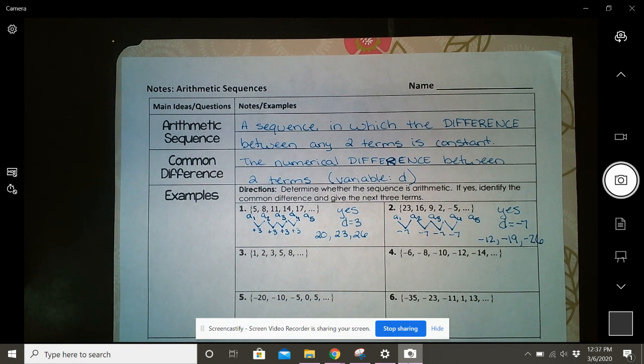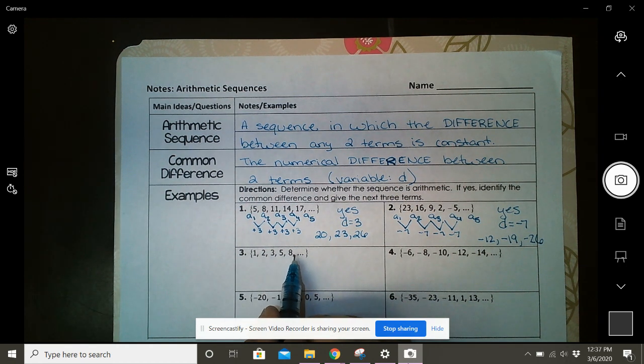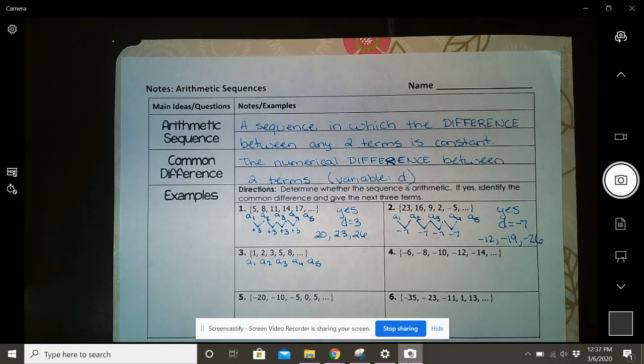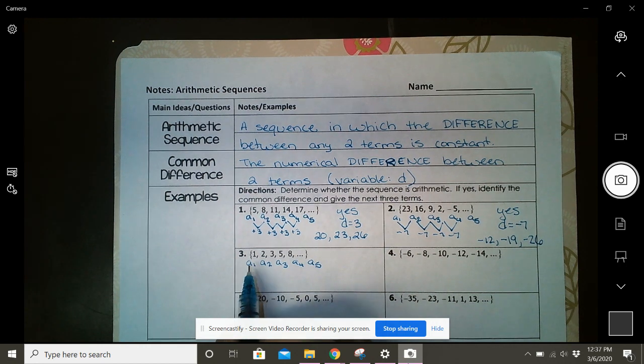Let's do one more example. Here I've been given 5 terms of the sequence again, so I'm going to write my A sub 1, A sub 2, A sub 3, A sub 4, and A sub 5, the 5 beginning terms. It's increasing, so I must be adding. So between term 1 and 2, I'm adding 1. Between term 2 and 3, I'm also adding 1.